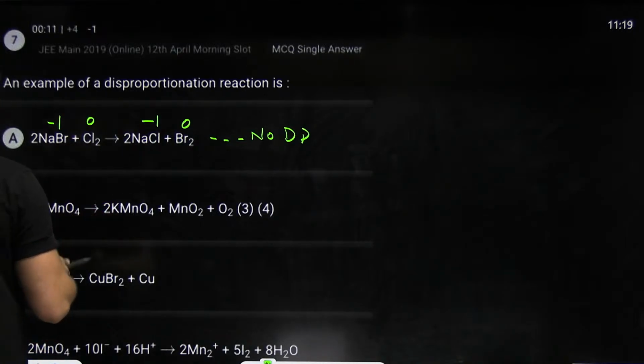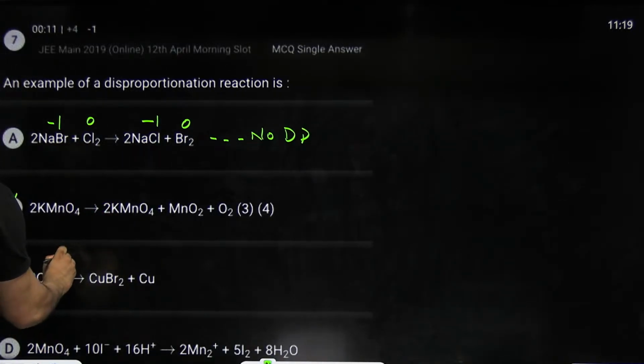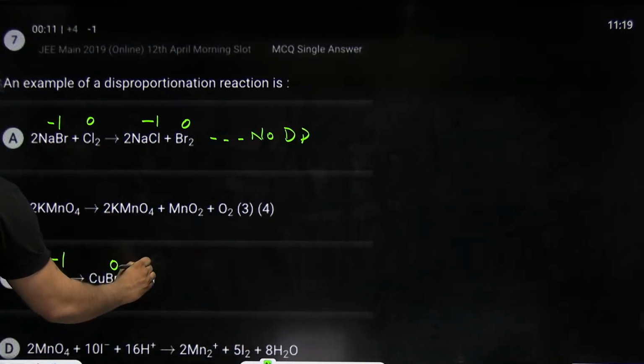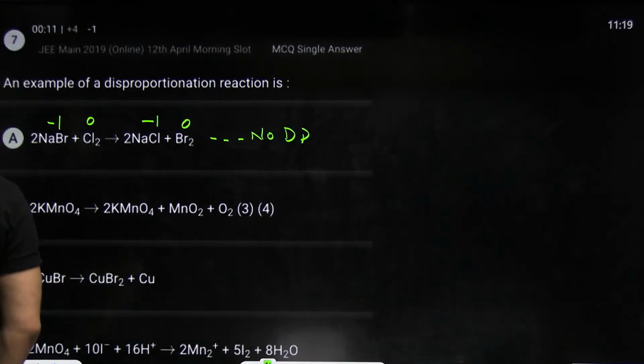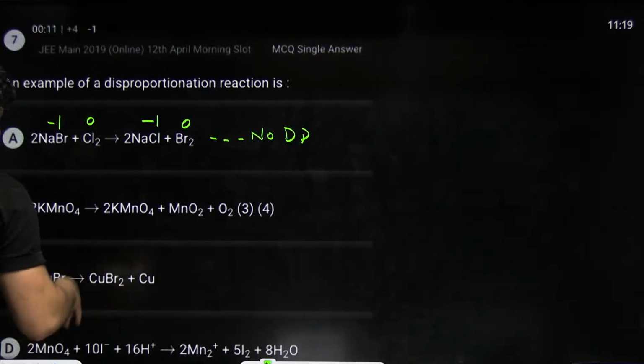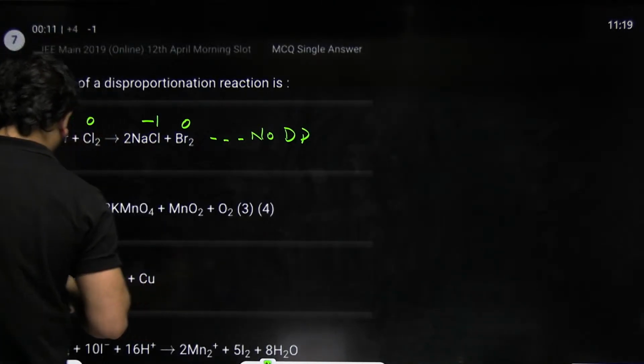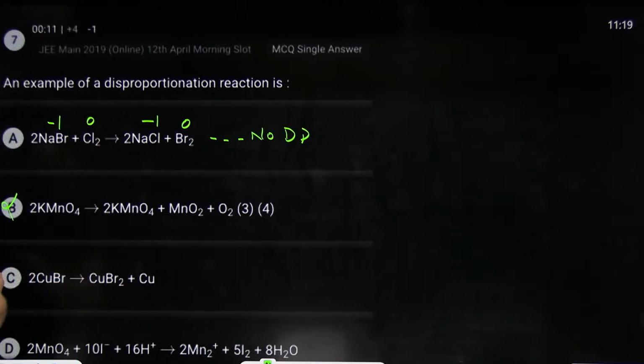Somewhere it should be K2MnO4. Anyways, I can see -1 is going to 0. This is not disproportionation, this is an intramolecular redox reaction. This is an intramolecular redox reaction.